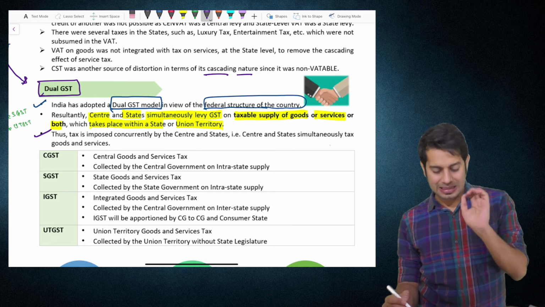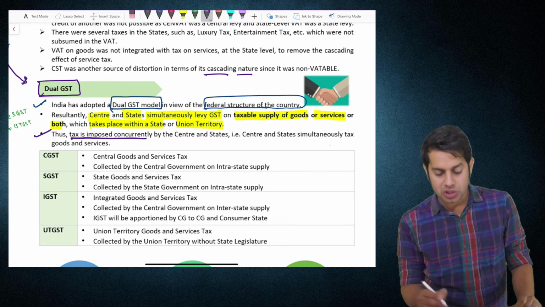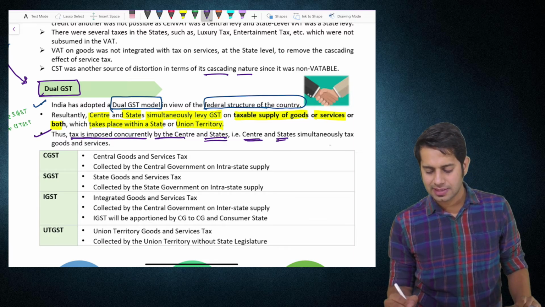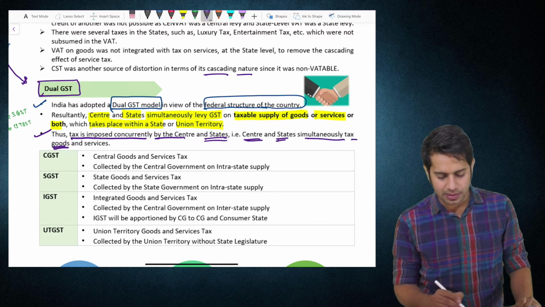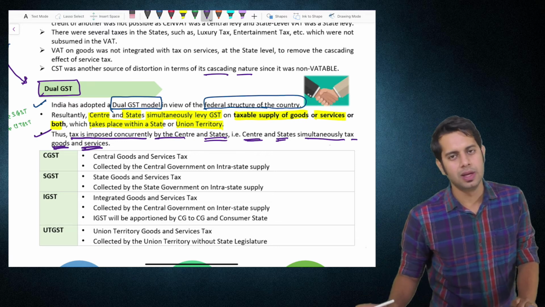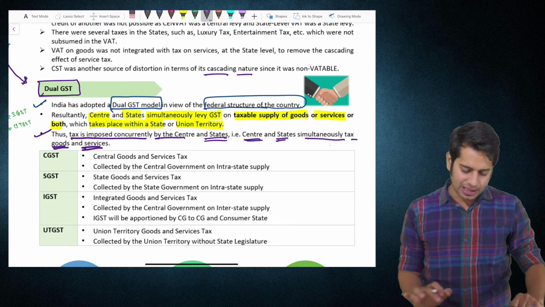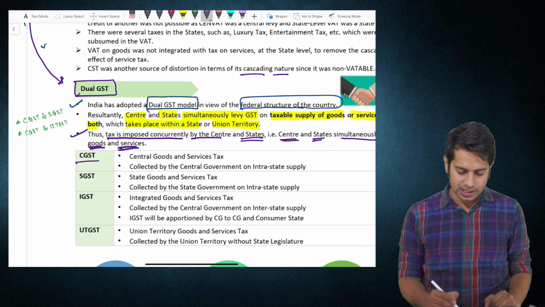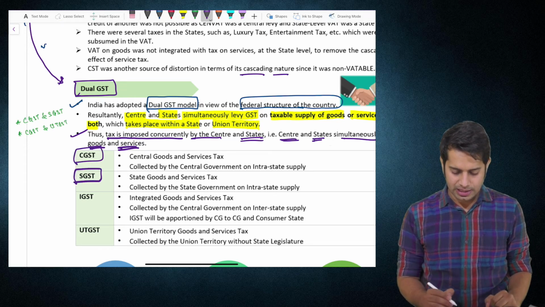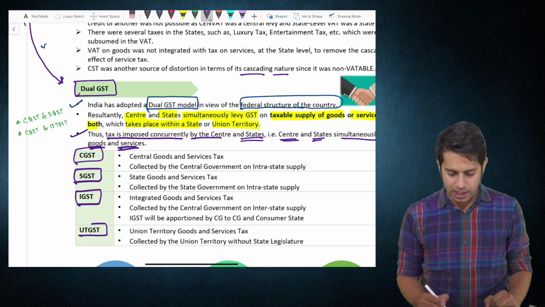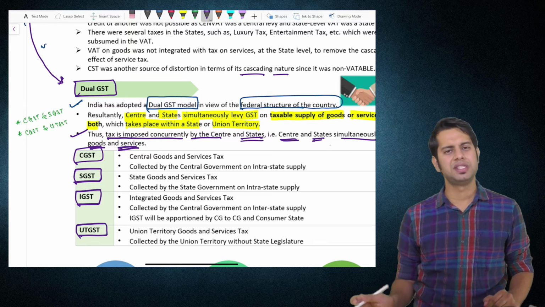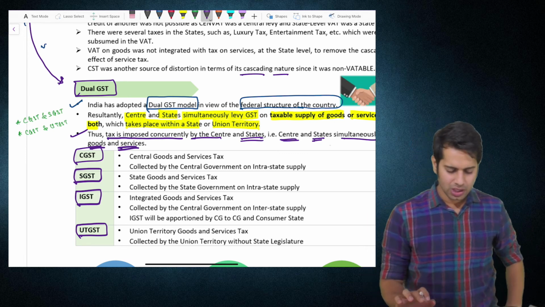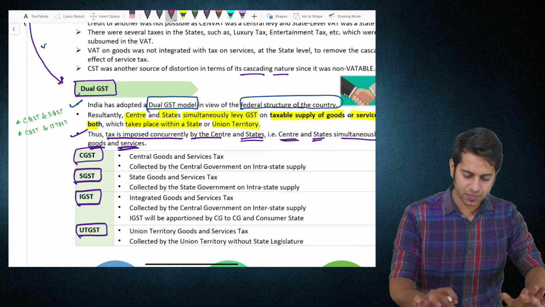Thus, the tax is imposed concurrently by the center and the state. The center and state simultaneously tax the goods and services. So the different types of taxes under GST are CGST, SGST, IGST and UTGST. There is something called GST compensation cess also, which is discussed at the final level. So these are the different types of taxes.